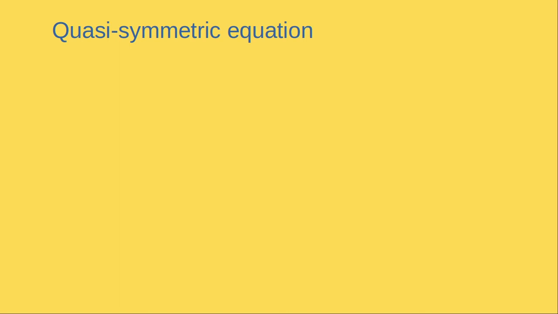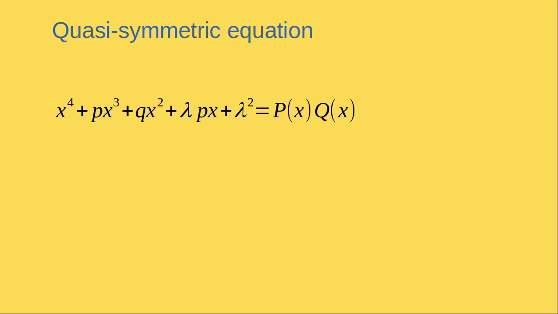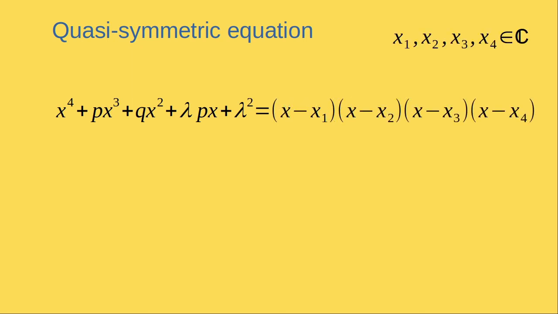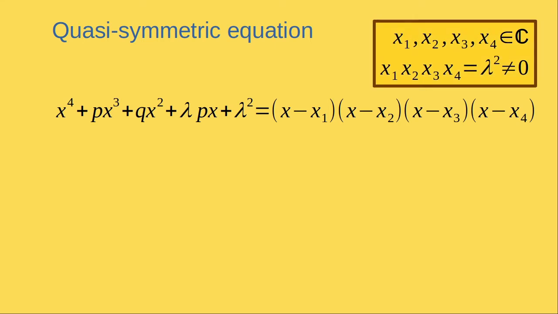Let's take a general quasi-symmetric polynomial x to the fourth plus p x cubed plus q x squared plus lambda p x plus lambda squared. The aim will be to find quadratic polynomials p and q such that the quasi-symmetric polynomial can be written as a product p of x times q of x. For this purpose, remember that we can write any polynomial as a product of x minus its complex roots. Here, lambda squared is the constant term which we assumed to be non-zero. Because lambda squared is the product of the roots x1 through x4, this can be easily seen by expanding. This means that the roots are also non-zero.